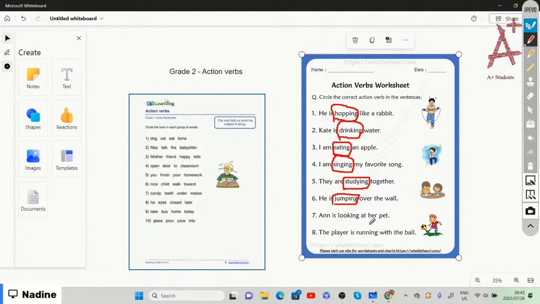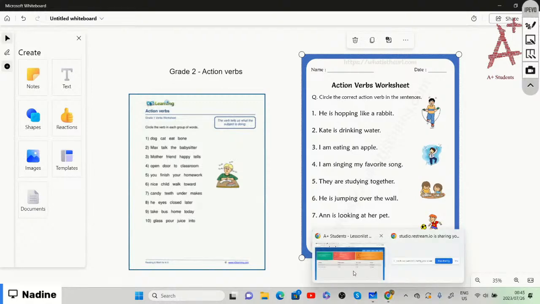Anne is looking at her pet. Right? So what is Anne doing? Looking. So she's looking at her pet. And the player is running with the ball, right? So what is the player doing? We can say that the player is running with the ball. And remember we said that an action verb tells us what the noun is doing. In this case, it is the action verb that shows us what the subject is doing.